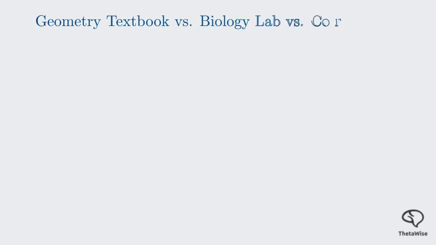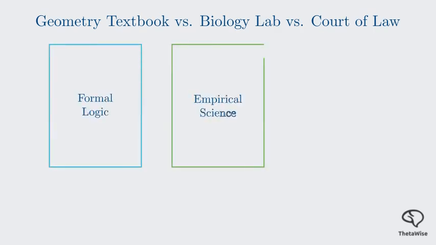By the end of this lesson, you will be able to identify why something is considered true in a geometry textbook versus a biology lab or a court of law. Truth is not a single thing. It is a set of tools we use to navigate reality. Let us look at the three pillars: formal logic, empirical science, and social consensus.